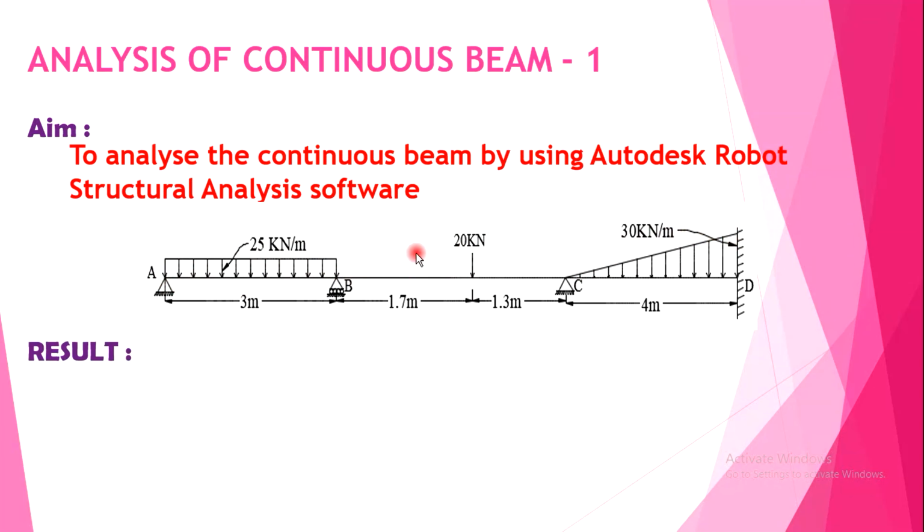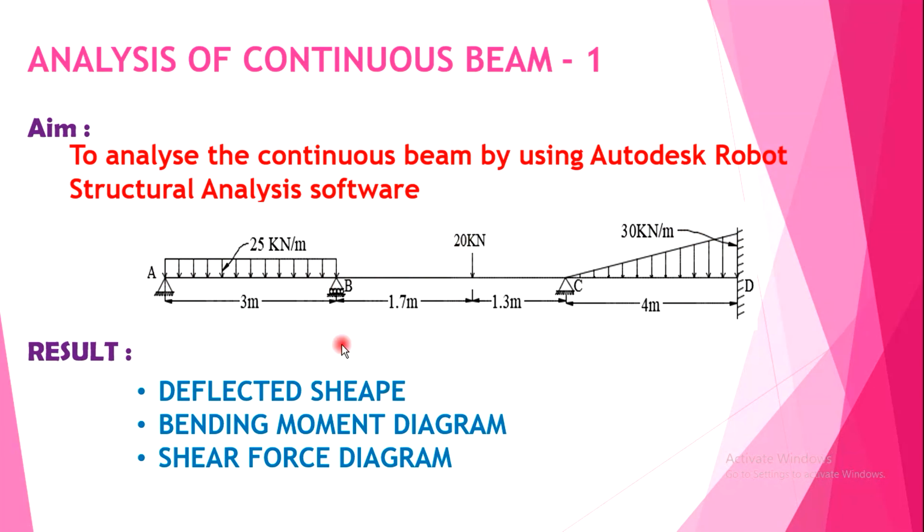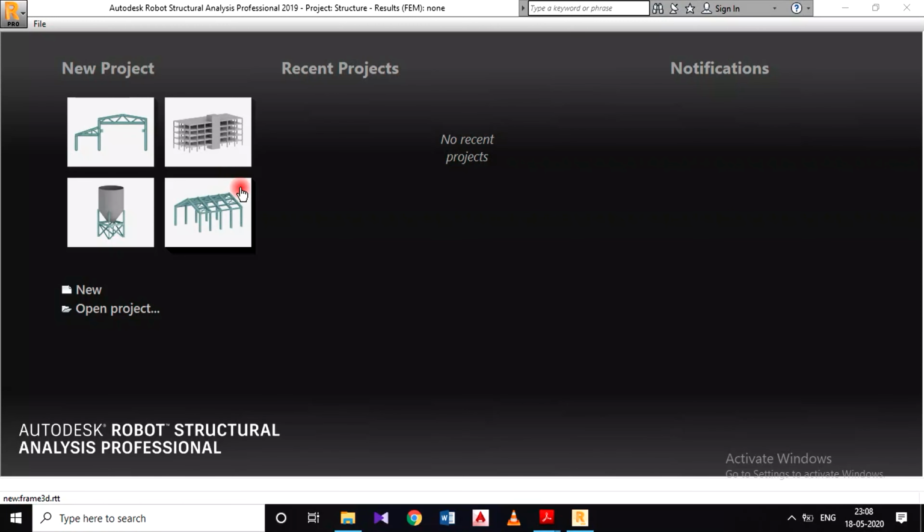The final result will be the deflected shape of this continuous beam, the bending moment diagram, and also the shear force diagram. And now I will move on to the software Autodesk Robot Structural Analysis. Let us see that. Yeah, now we are on the starting page of the Robot analysis software.